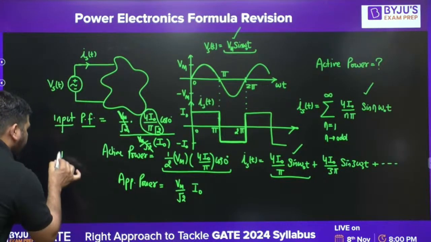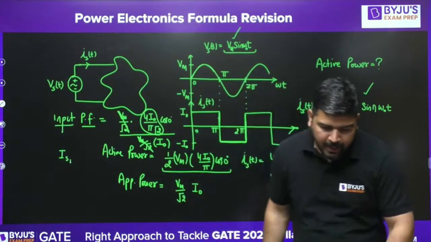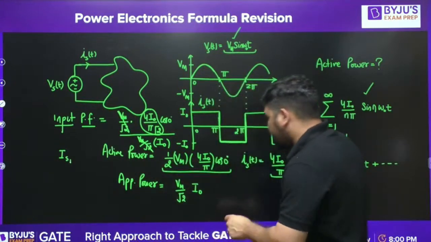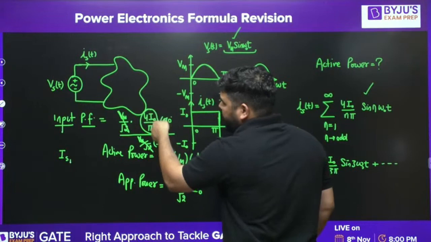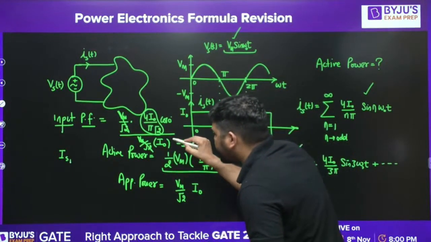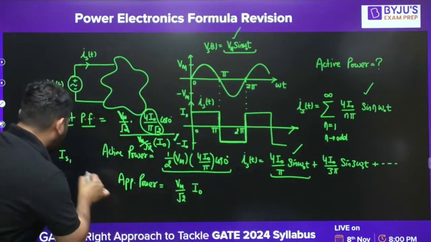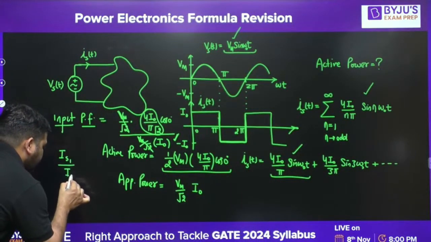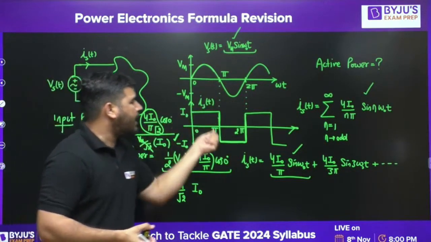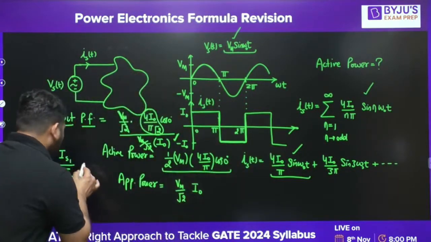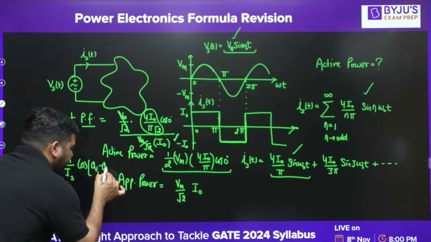So you can say that it is IS1. IS1 is the RMS value of the fundamental component of the source current, divided by the RMS value of the total source current, let's call it capital IS. This is the RMS value of the entire source current, into cos of theta V1 minus theta I1.